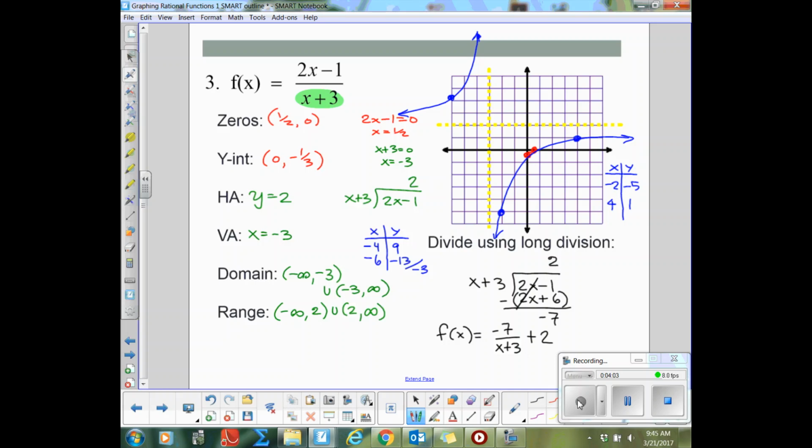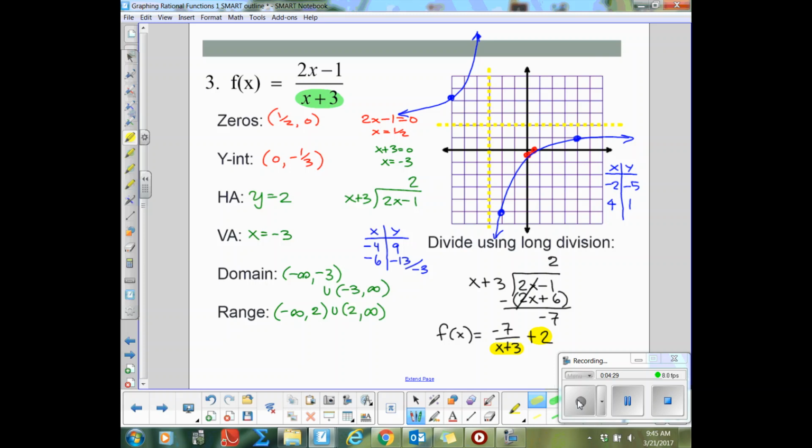Notice that the vertical asymptote is still x equals -3. The horizontal asymptote is y equals 2. The -7 in the numerator is what has made the graph so far away from the corners of the asymptotes. So that's another way you could graph using the skills from our previous lesson.